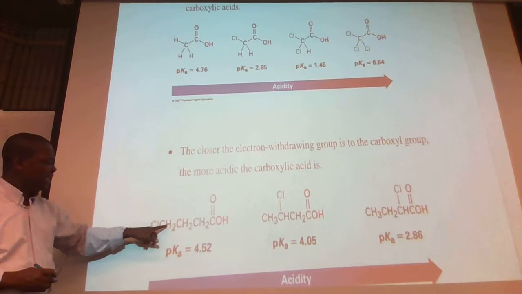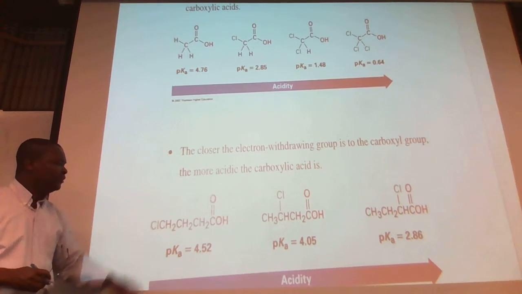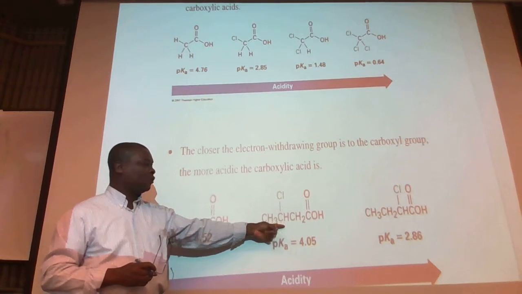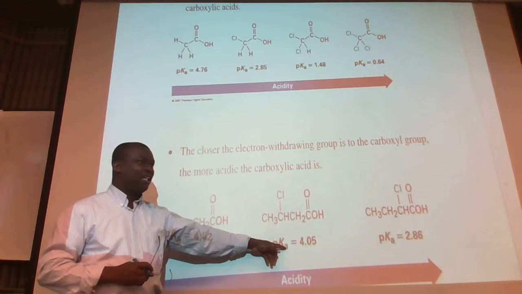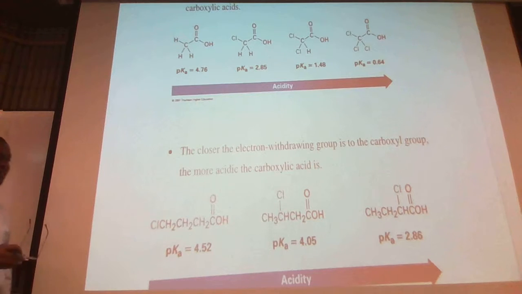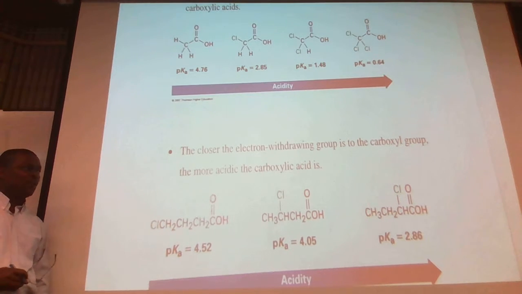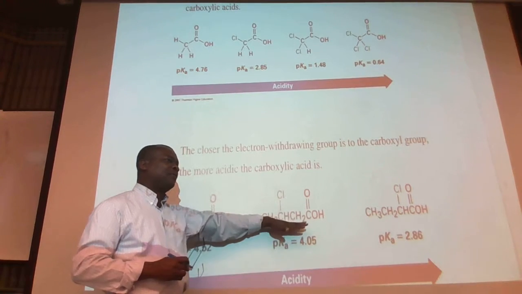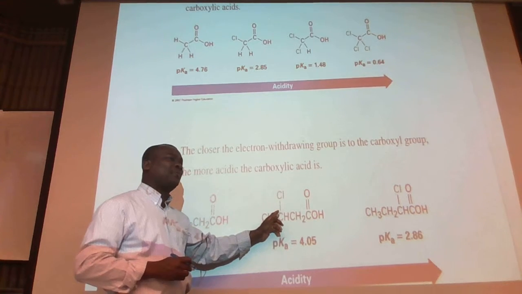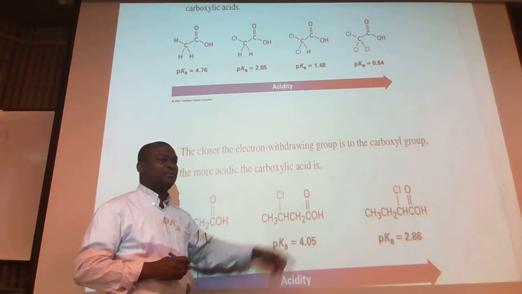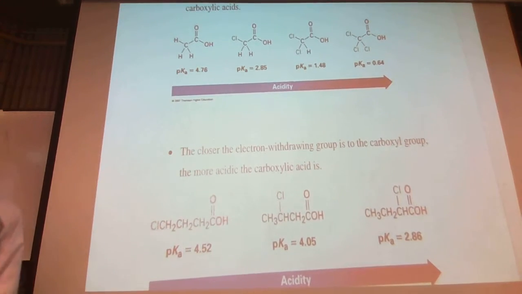So if you look at 1, 2, 3, 4, that will be 4-chlorobutanoic acid, right? That's its pKa. But when you go to 3-chlorobutanoic acid, there's a decrease in pKa, an increase in acidity. And then if you go to 2-chlorobutanoic acid, it's even more acidic. The reason for that is because this electron withdrawing group withdraws electrons inductively from the bonds, right? So the electrons are withdrawn from the sigma bonds. The closer they are to where they are withdrawing the electrons from, the more acidic it's going to be.